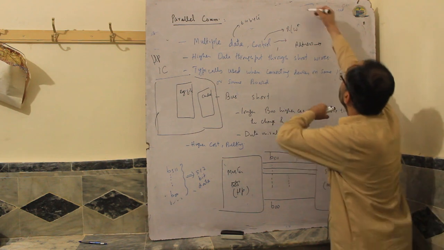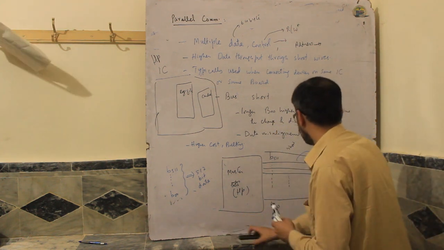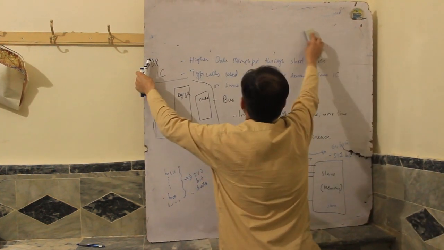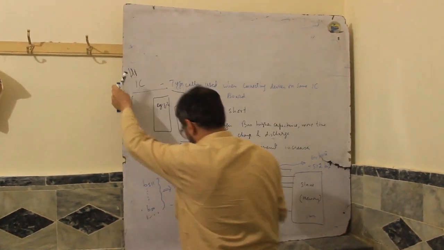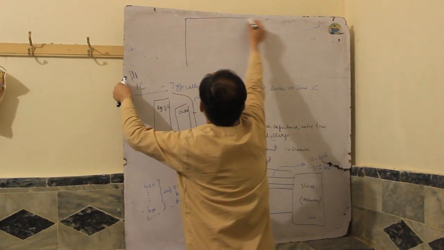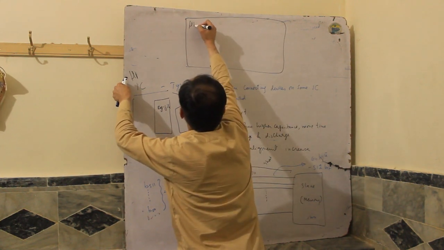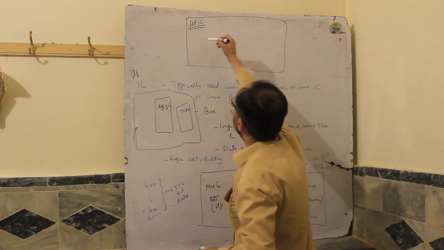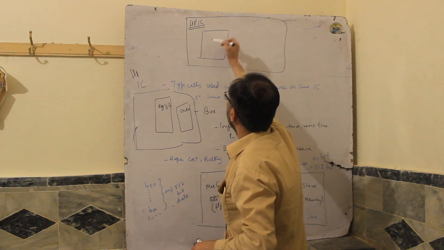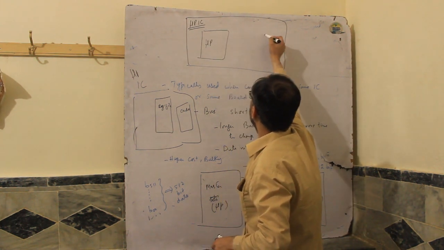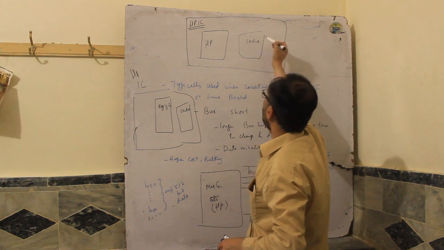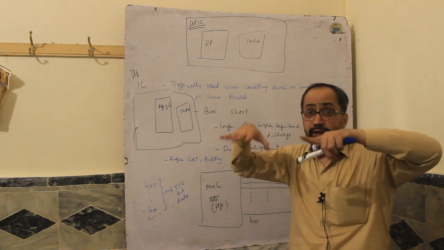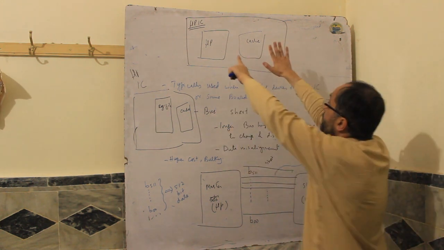So now we have a microprocessor IC, an integrated circuit. This is a single chip. Within this chip you have a smaller microprocessor and that is connected with a cache. In this case the microprocessor is connected with the cache and both of them lie within the same IC, so they are fabricated on the same integrated circuit.